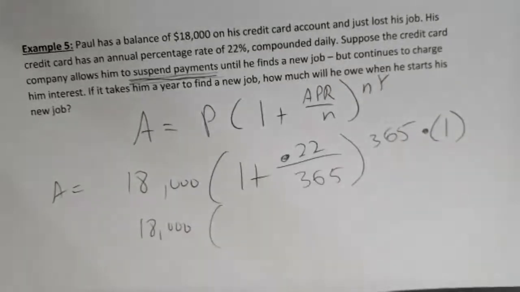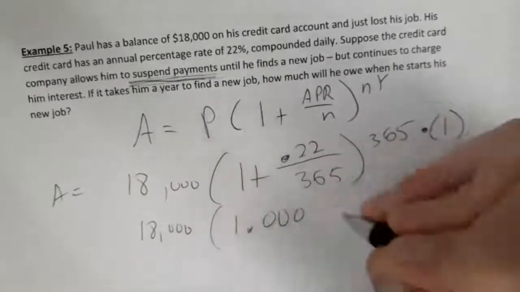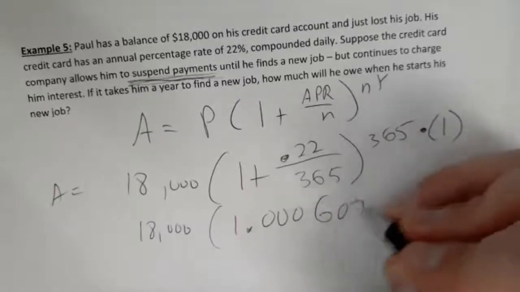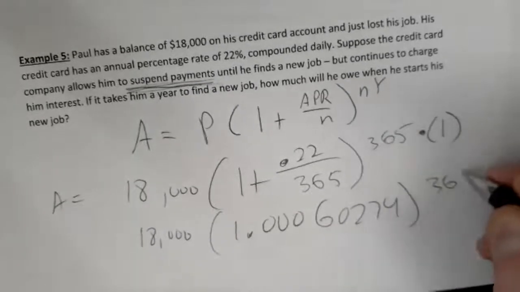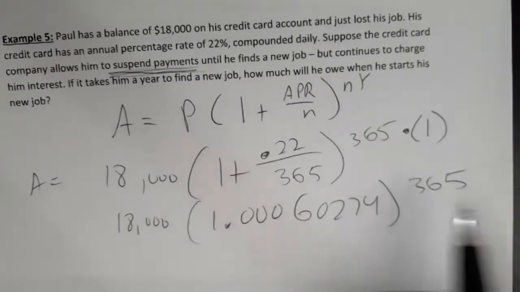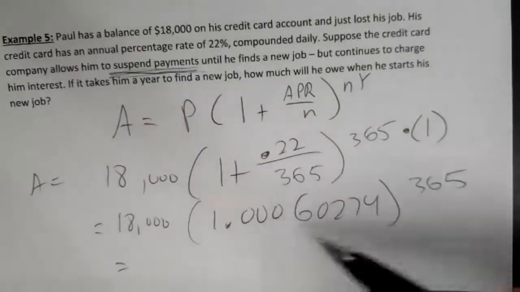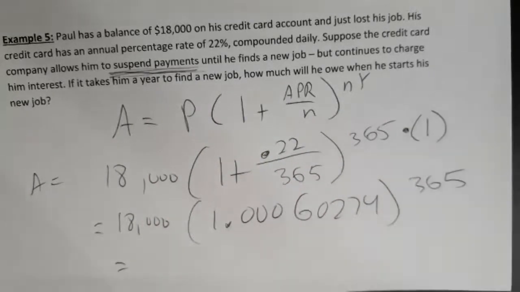This is 18,000. I crunch these numbers. This is going to be a really small number, but I can put it on here. 1 point, there will be like 3 zeros and a 6, 0, 2, 7, 4, somewhere in that ballpark. Try not to round that too much, because we're going to have to raise this to the 365 power. When you start raising things to really large powers, if you round them here, they're going to get really far off.